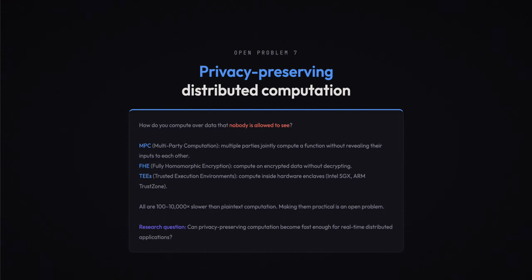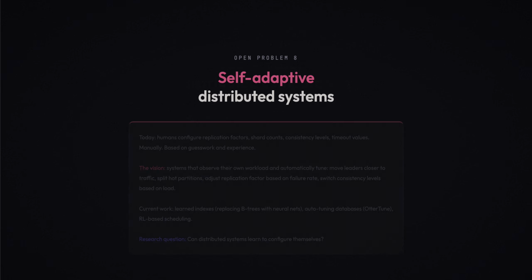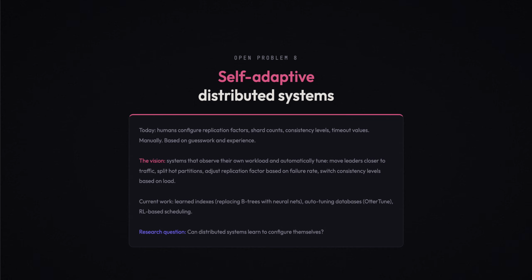The problem: all three are 100 to 10,000 times slower than plain text computation. MPC requires massive communication between parties. FHE is computationally brutal. TEEs have side channel vulnerabilities. Making privacy preserving computation practical, fast enough for real time distributed applications, is a major open problem at the intersection of cryptography and systems.